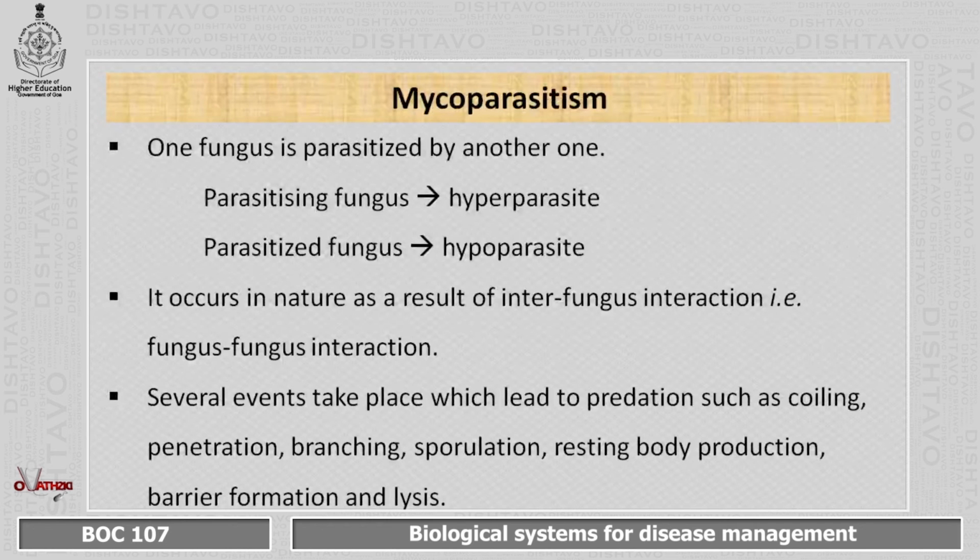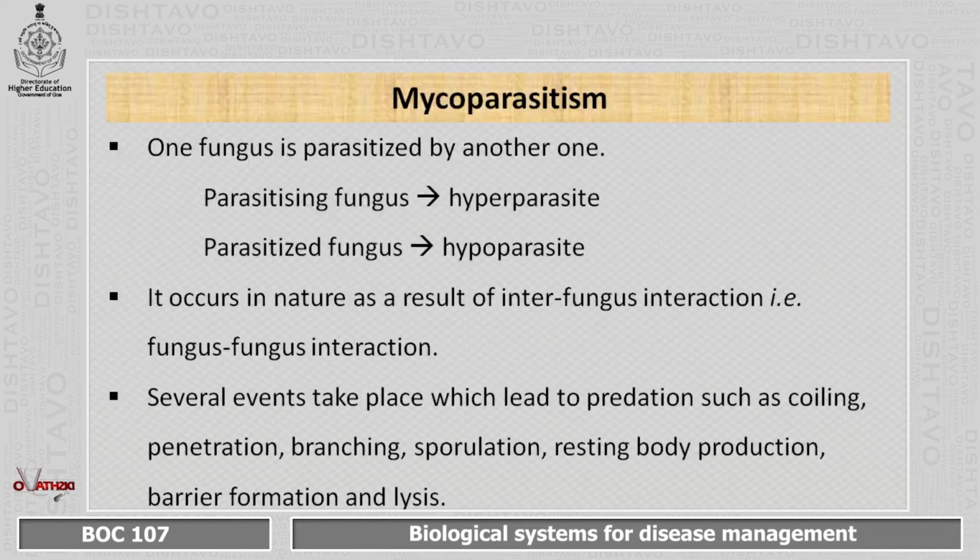Now, mycoparasitism. This is under parasitism. In this, one fungus is parasitized by another one. The parasitizing fungus is known as the hyperparasite, whereas the parasitized fungus is known as the hypoparasite. It occurs in nature as a result of fungus-fungus interaction.